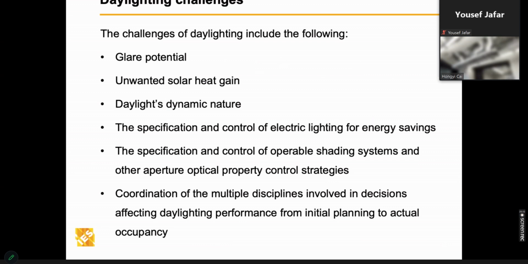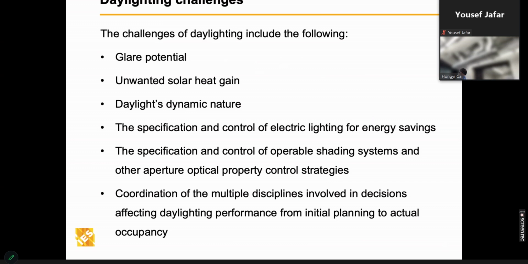Another challenge will be the specification and control of electric lighting for energy saving. For example, in this space, although I turn on my electric lighting, I'm actually wasting energy. Nobody is sitting over there, so I should turn off that light too, but I don't have an option. I have only one zone. For this part, you probably don't need much electric lighting, and I need it more, but I cannot control that. So this is a problem for electric lighting control.